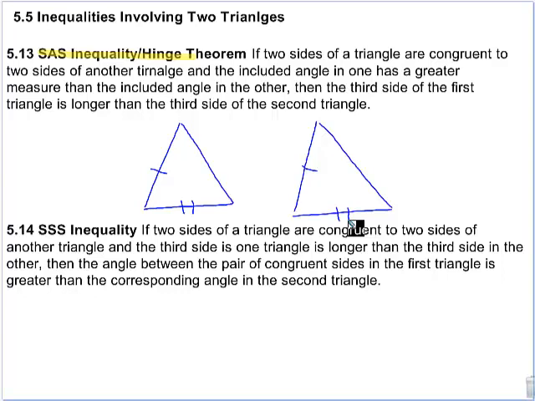I just marked them as being congruent. They may not look it, but they are. Those two are congruent. Oh, sorry, I went on the same triangle. Yep, on two different triangles.